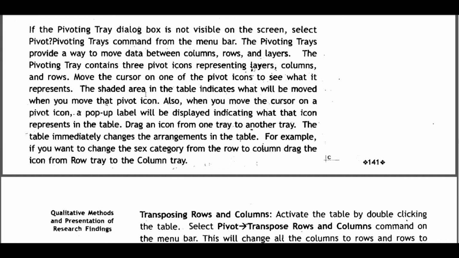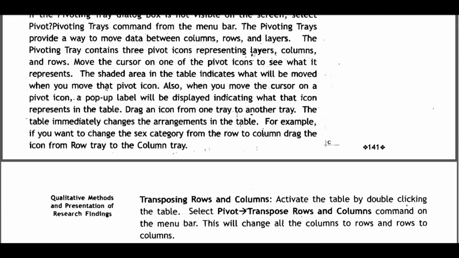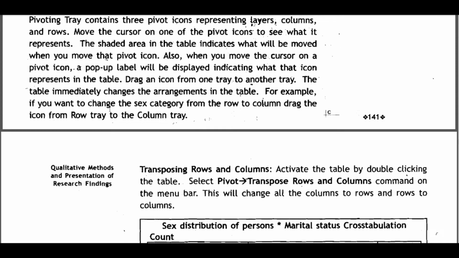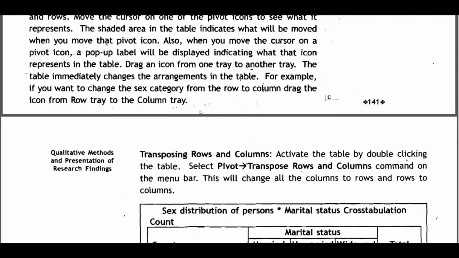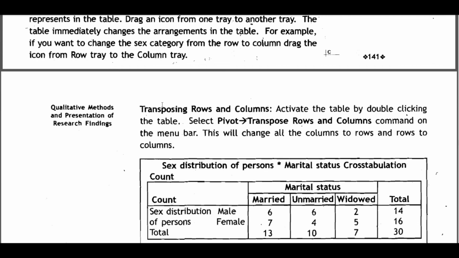The shaded area in the table indicates what will be moved when you move that pivot icon. Also, when you move the cursor on a pivot icon, a pop-up label will display indicating what that icon represents in the table. Drag an icon from one tray to another tray. The table immediately changes its arrangement. For example, if you want to change the sex category from the row to the column, drag the icon from the row tray to the column tray.